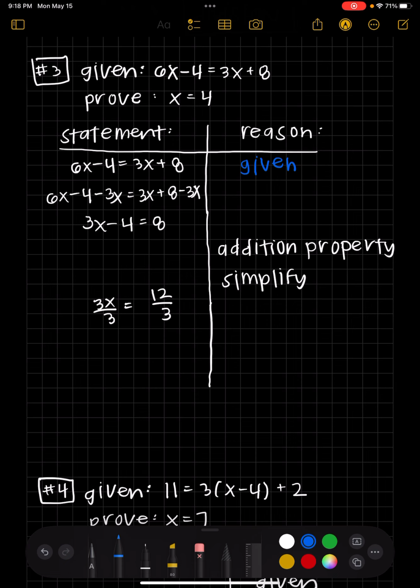Then the next line on the statement column says 6x minus 4 minus 3x is equal to 3x plus 8 minus 3x. Now this looks a little bit different than what we're normally used to, because we're used to seeing them written, like when we subtract something or add something or multiply by something, we're usually writing it below the equation. But in this case, notice that you subtracted 3x from each side, but it's just written in line with it. That's totally fine, because it doesn't really matter the way we write it, but we need to figure out what the reason is for it. We subtracted 3x from each side, which means that this would be the subtraction property.